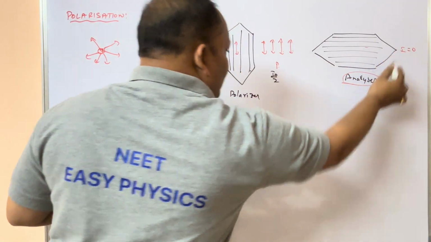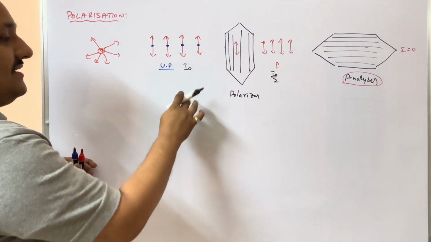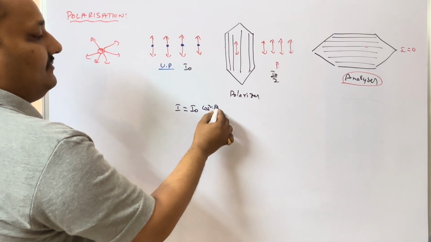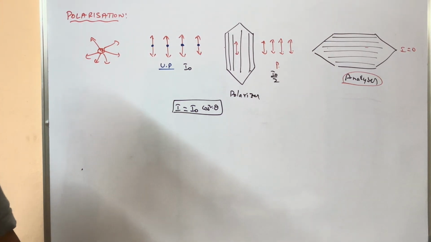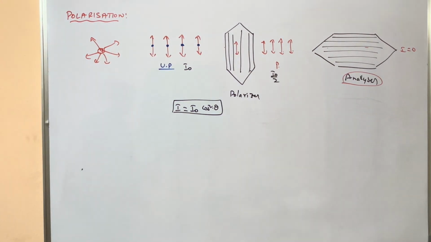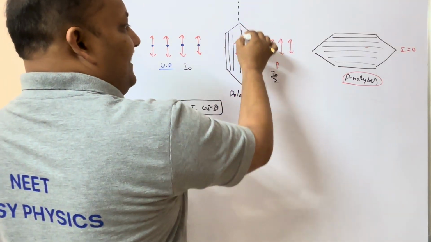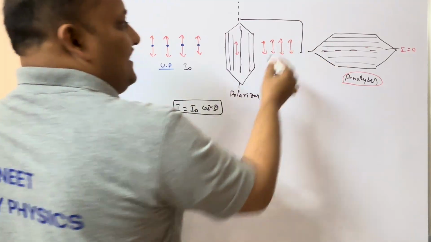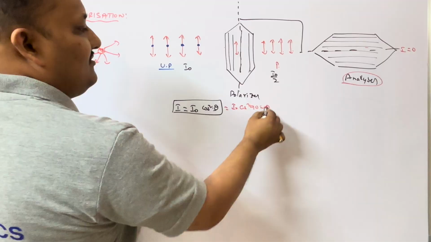Therefore, how much intensity is going to come? They gave one formula, Malus law, they are going to say: I equals I naught cos square theta. But what is this I naught and what is this theta? Very, very important. Theta is the angle between the axes of this polarizer and analyzer. Here it is going to be 90 degrees. Therefore, there is no problem. I naught cos square 90 is going to be 0.